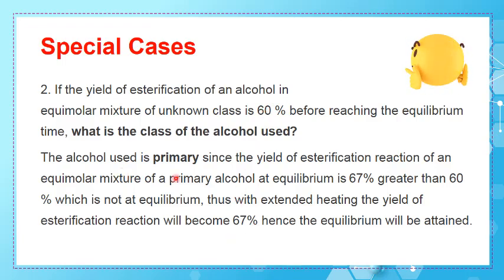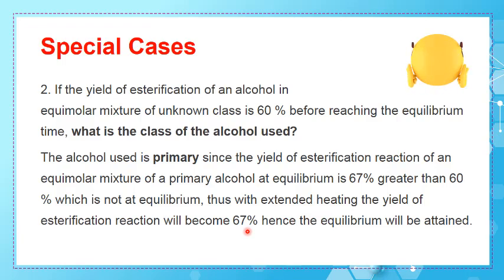So the alcohol actually is primary, since the yield of the reaction of an equimolar mixture of a primary alcohol at equilibrium is 67%. That is greater than 60%, which is not at equilibrium. Thus, with extended heating, the yield will become 67.